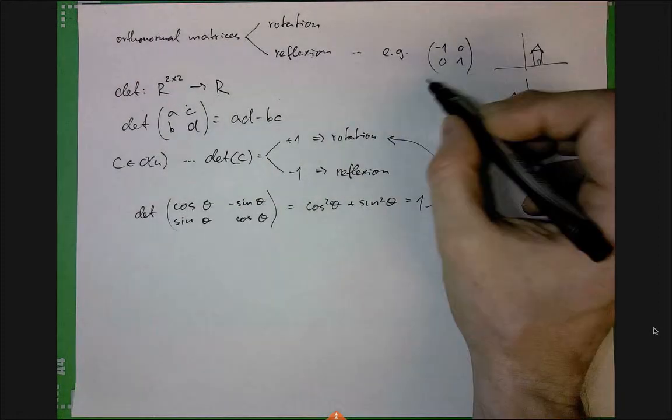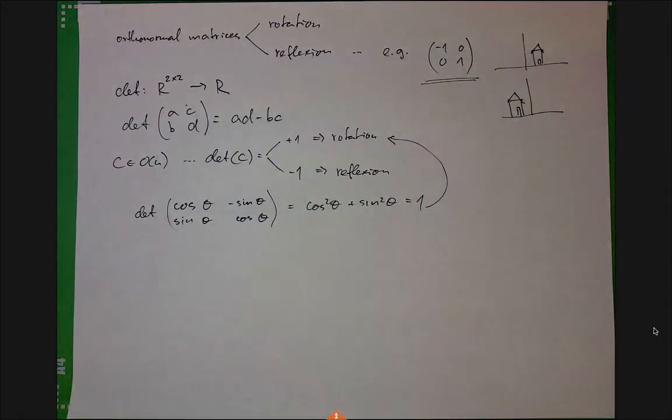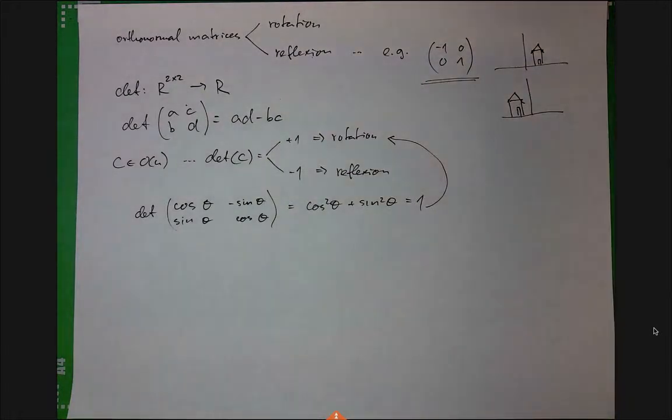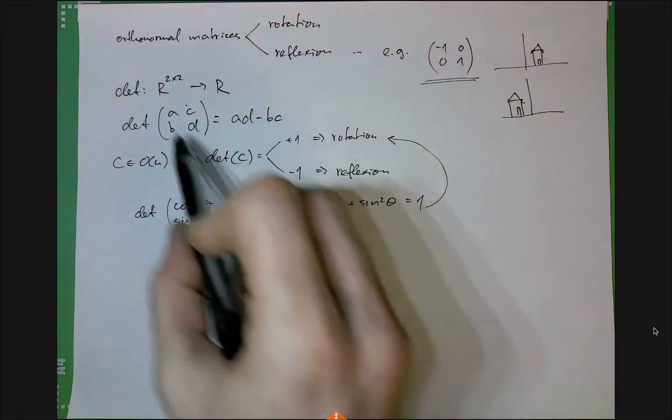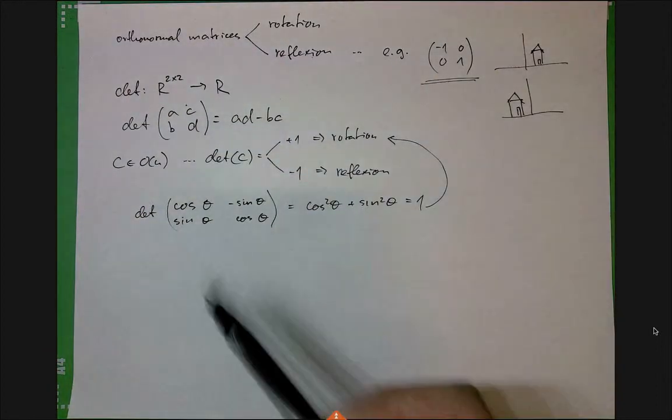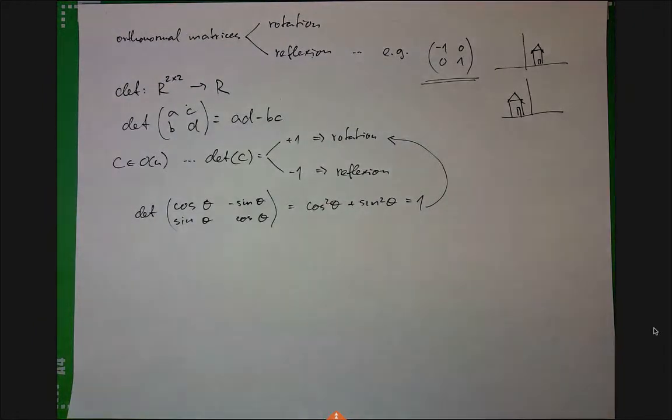On the other hand, this is an example of reflection. If I compute the determinant, I get -1, right? Just use this formula. So here A is -1 and D is 1 and B and C are zeros. So AD minus BC is -1.